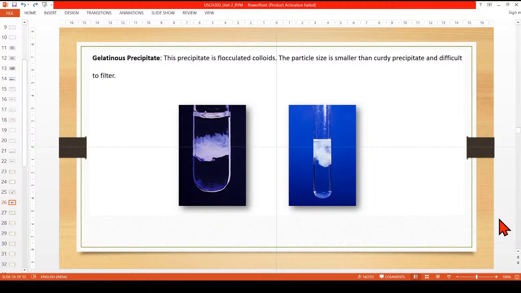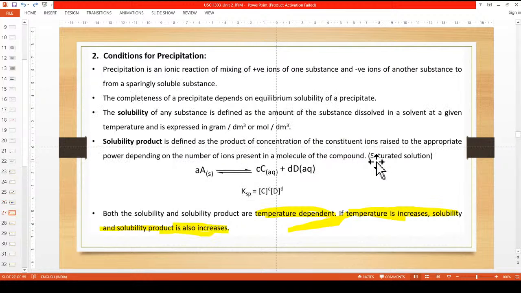Then, what is a gelatinous precipitate? The particle size is very low, like colloids. Colloids range in particle size from 1 nanometer to 1000 nanometer. So gelatinous particles are near to colloidal particle size. They are very fine, and you cannot filter them out easily. So you require a sintered glass crucible for the gelatinous type.